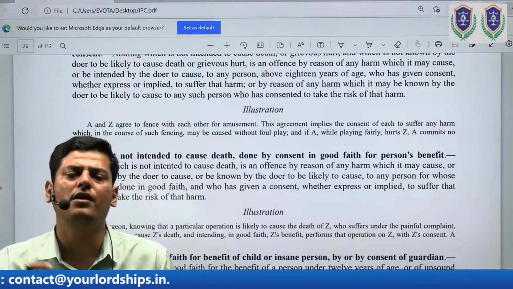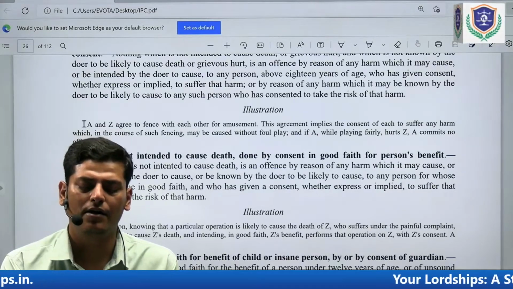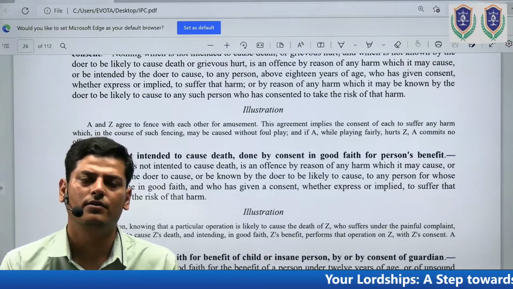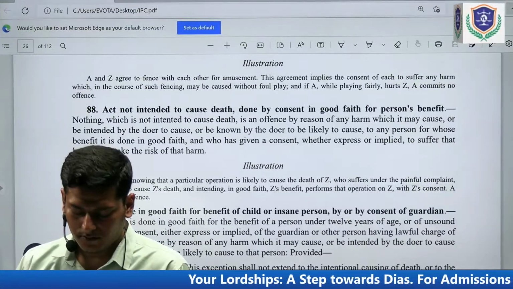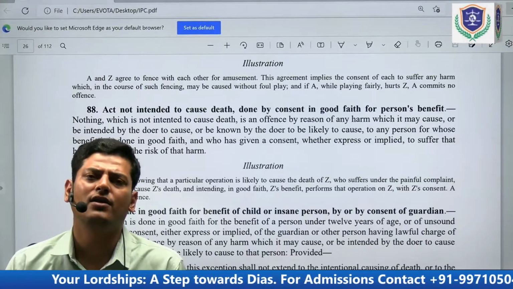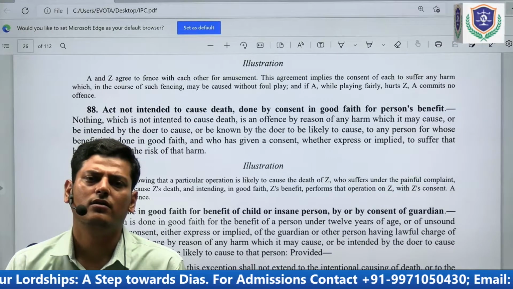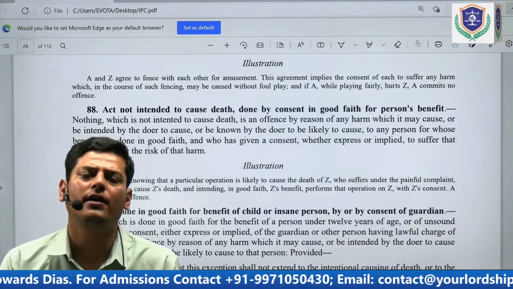Section 87 को कैसे याद रखेंगे? इस एग्जाम्पल से, यहाँ पे दिया भी है, A and Z agree to fence with each other. Then section 88 is there. Section 87 में important केस आपको पता ही होंगे. सुक्रू कविराज का केस था. For operation of internal piles, the person used a very ordinary knife.